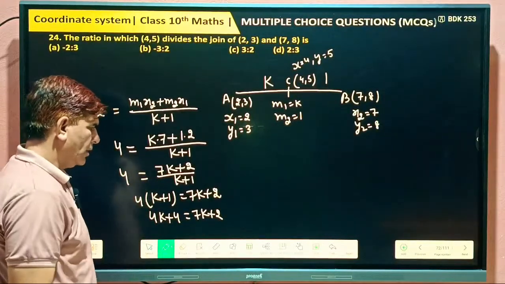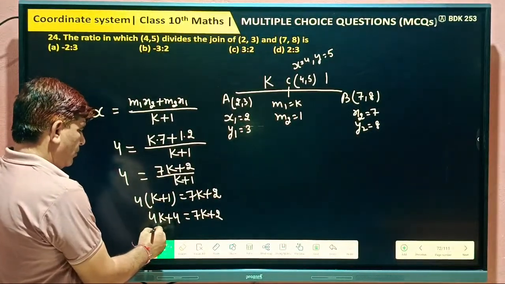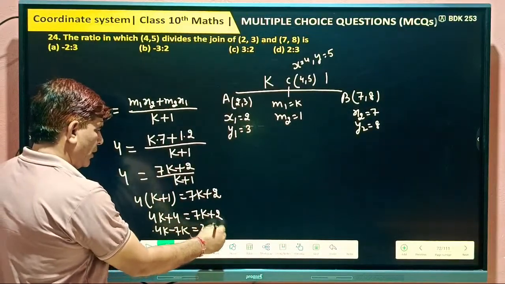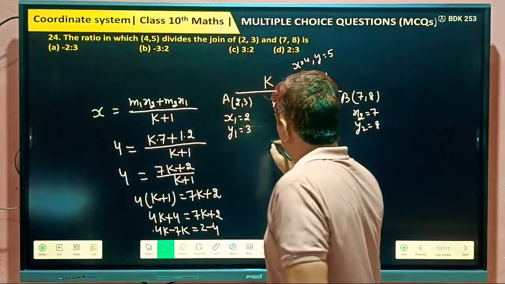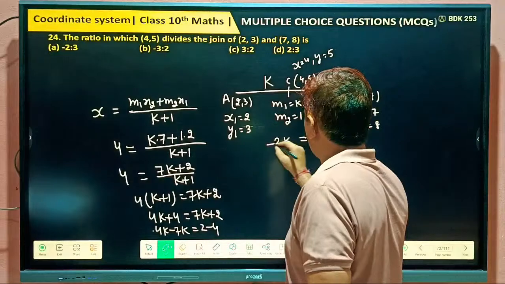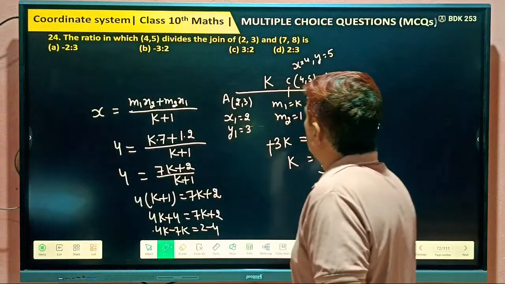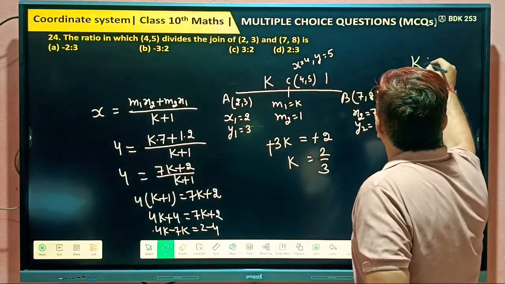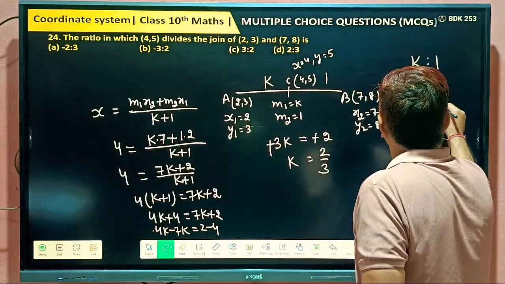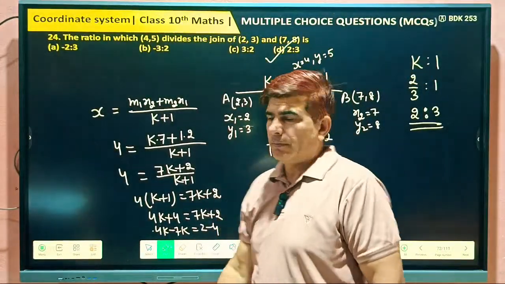Keep k on one side and the rest on the other side. So it becomes 4k minus 7k equal to 2 minus 4. If you solve it, minus 3k equal to minus 2, minus cancels minus, k equal to 2 by 3. So the dividing ratio is 2 by 3 to 1, which becomes 2 to 3. So what's your answer? D is your answer.